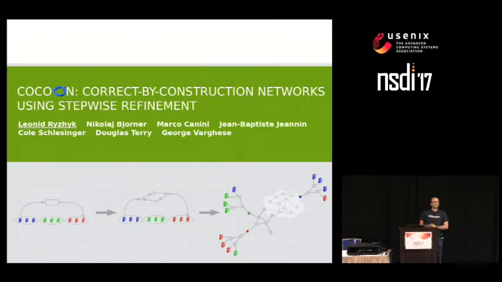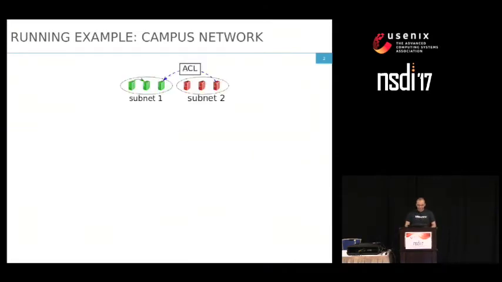Okay, so this talk is about Cocoon, which is a new programming language and a verifier for software-defined networks that enables SDN verification at scale. To motivate this work, let's start with a running example. Here we would like to design and verify a software-defined campus network.